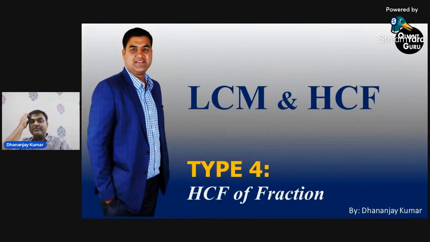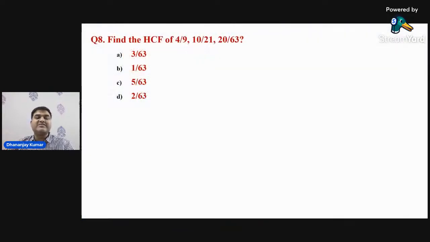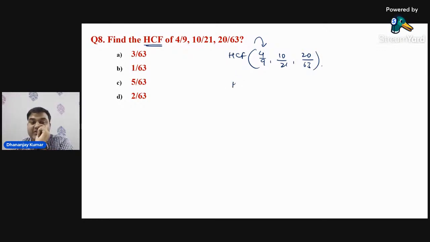Okay. Next type of question is LCM and HCF, wherein the HCF of fractions we have to find out. Very easy. What we have to do? We have to find the HCF. Please note it down. How to find the HCF of 4 by 9, 10 by 21, 20 by 63. Very easy. What we did during LCM, we found the LCM of numerators. Now, during HCF, what we will do? It will be HCF of numerators divided by LCM of denominators. That's all, so easy.